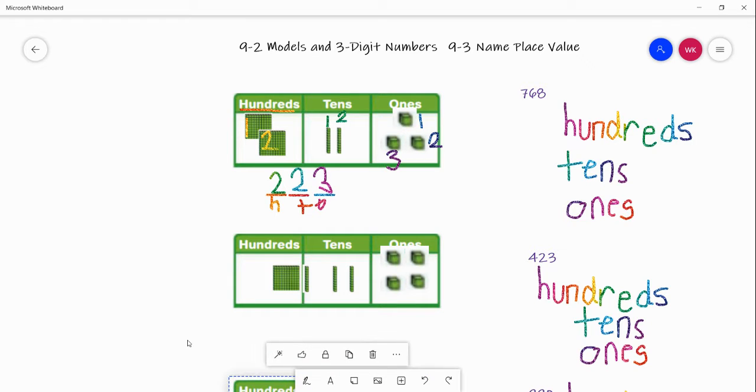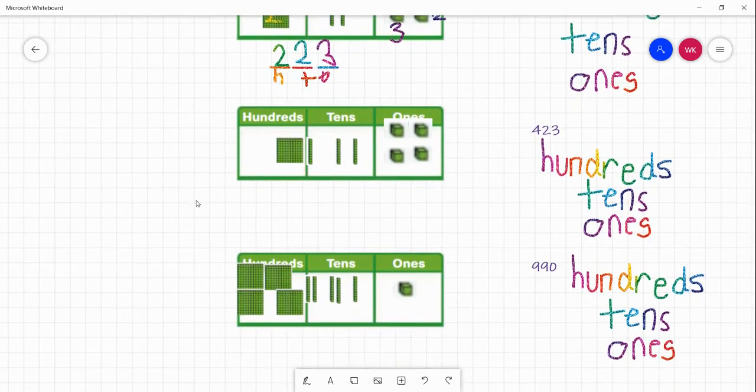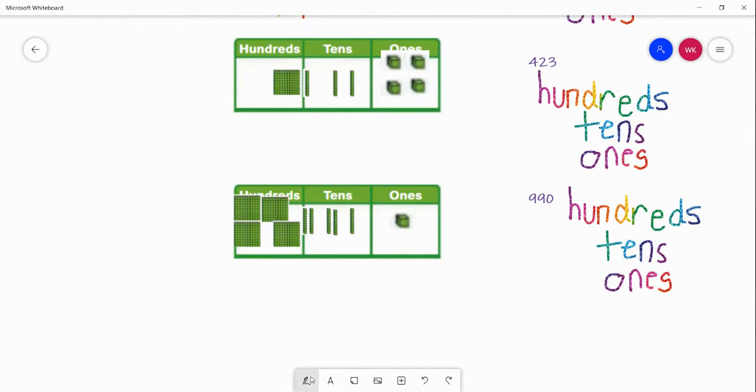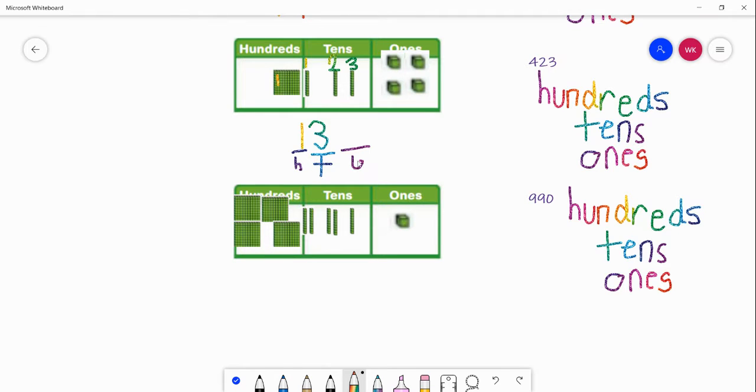Let's see what number this model is representing. So let's look at our hundreds place first. We only have 100. So I'm going to put a 1 down in our hundreds place. Now let's count our tens. We have 1 ten, 2 tens, and 3 tens. So now I'm going to put a 3 down in our tens place. Remember, this is our tens place, this is our hundreds place, and then this is our ones place.